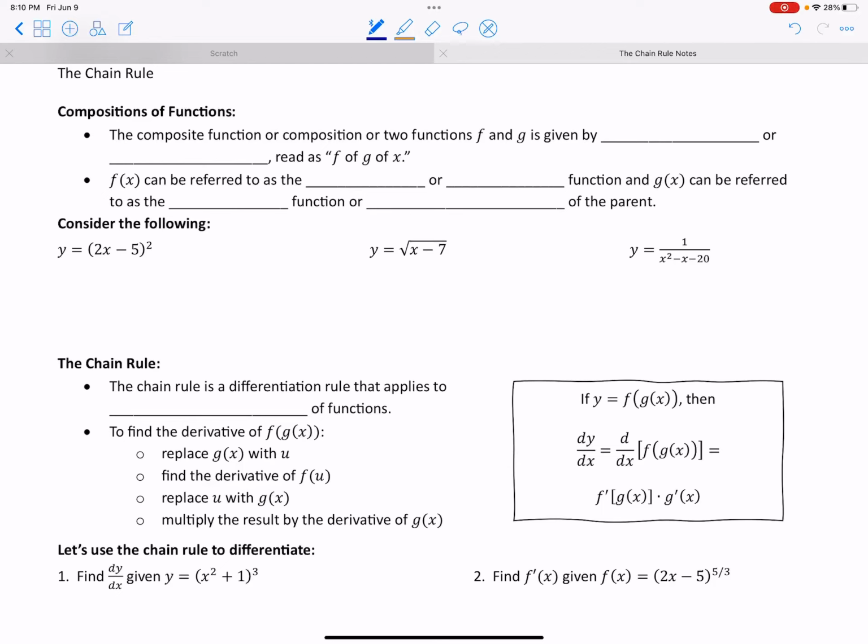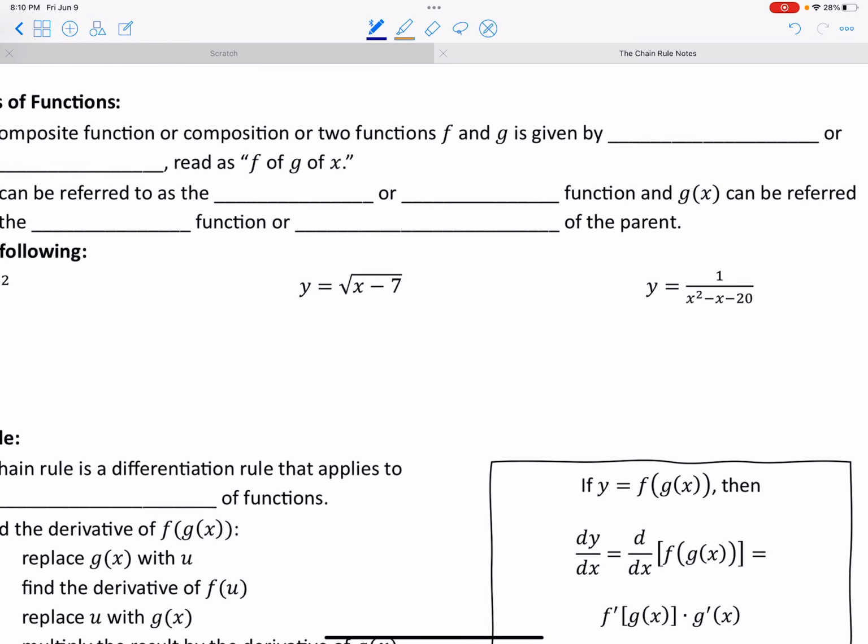So the chain rule is another differentiation rule that we are going to use to find the derivative of compositions of functions. So we're going to take a minute to just review what that is, just to make sure we're all on track here. When we're looking at the composition of two functions, or what we call the composite functions, that composition of two functions, we'll call them f and g, can be denoted two ways.